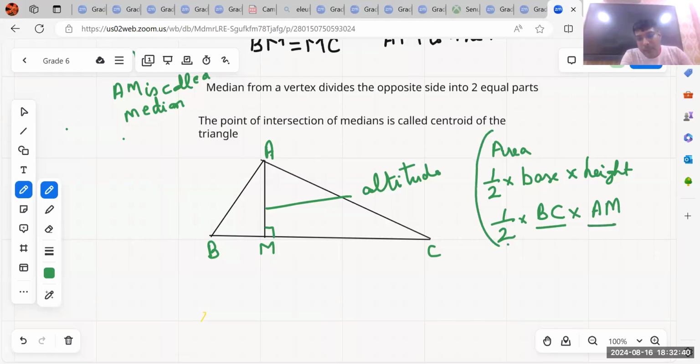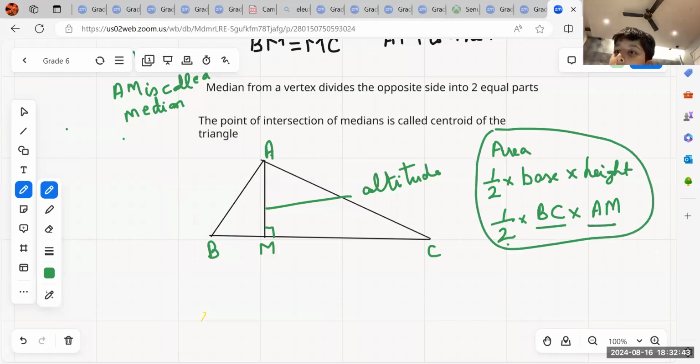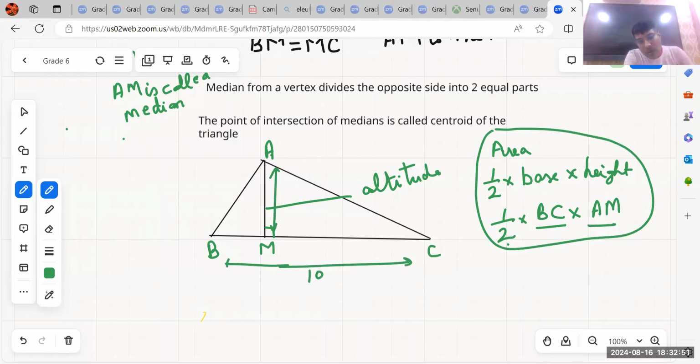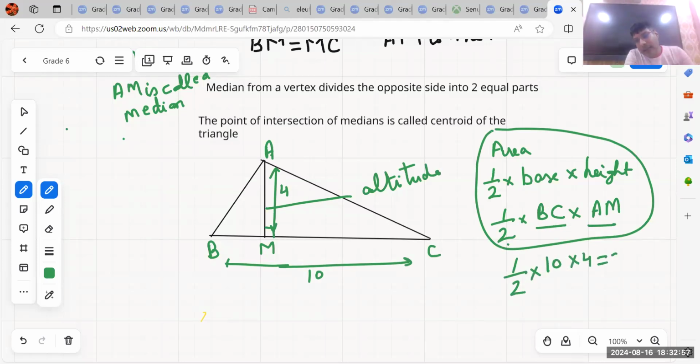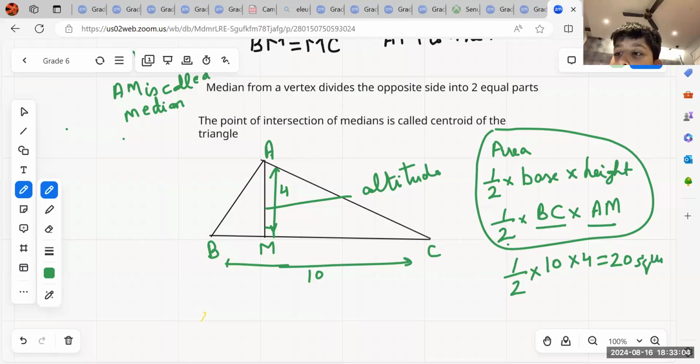Sir, what is the length of BC and AM? That will be given in the question. Suppose this is 10 and AM is, let's say, 4. So half times 10 times 4, which is equal to 20 square units. Understood? Understood. Thank you, sir.